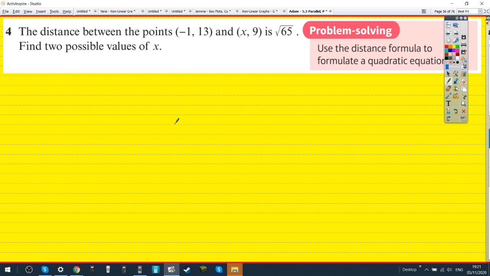So would you need a formula for this? Yeah, you could use the formula. You could also just do what we just did, but use x instead of a number. So it's x minus minus 1. Yep. Which is x plus 1.